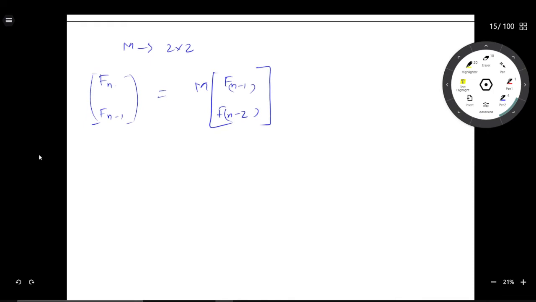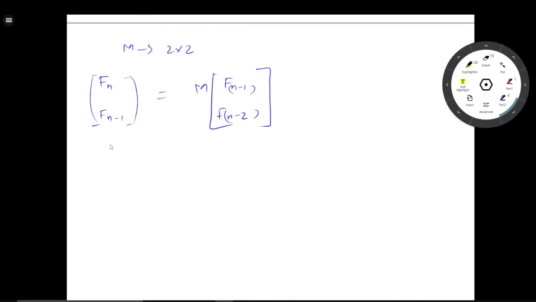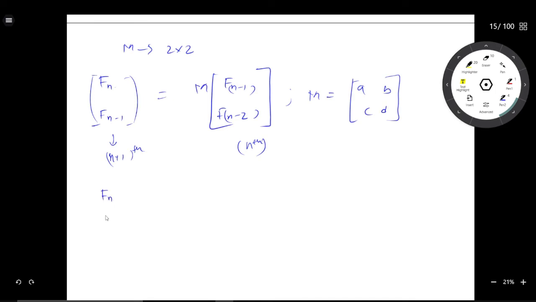Now this is the (n+1)th term and this is the nth term. So now we want to find M. Let's assume M is equal to [a, b; c, d]. So f(n), f(n-1) is equal to [a, b; c, d] times f(n-1), f(n-2).